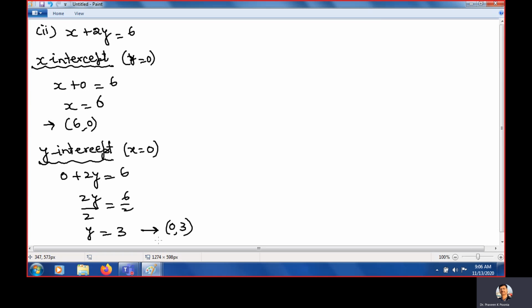The x-intercept means the point through which the straight line is passing on the x-axis, and the y-intercept means where it is crossing the y-axis. Clear? Okay. So how are we going to do this? We will draw the line.